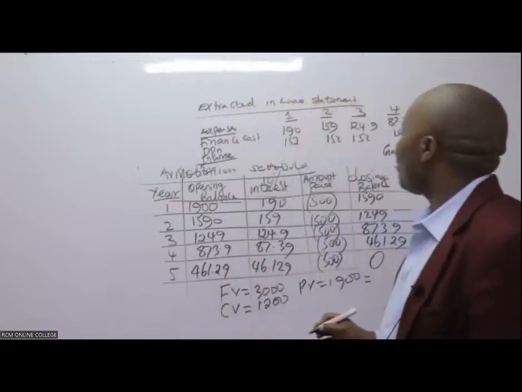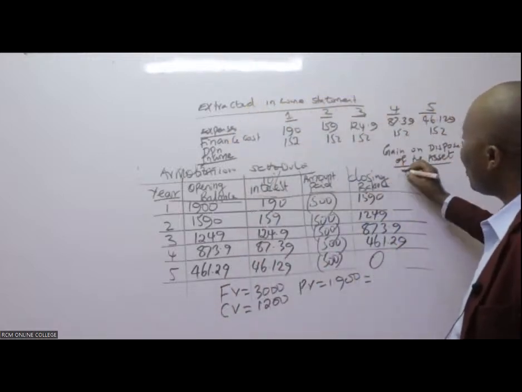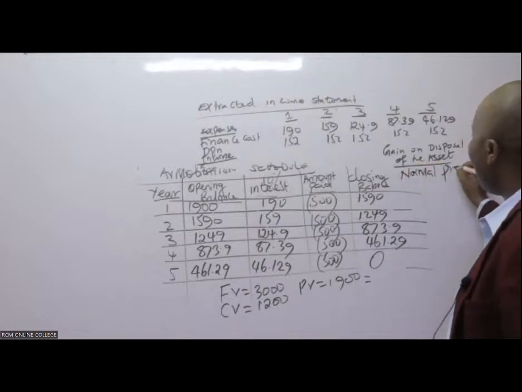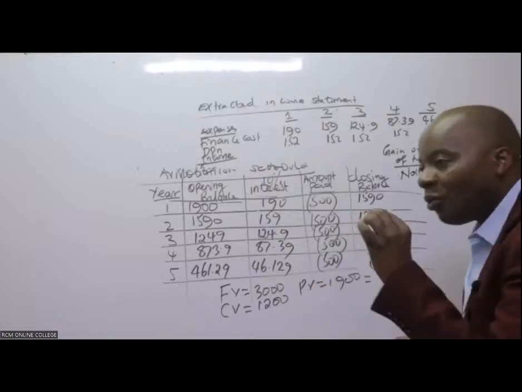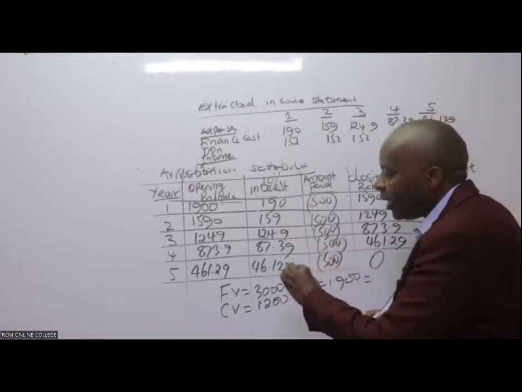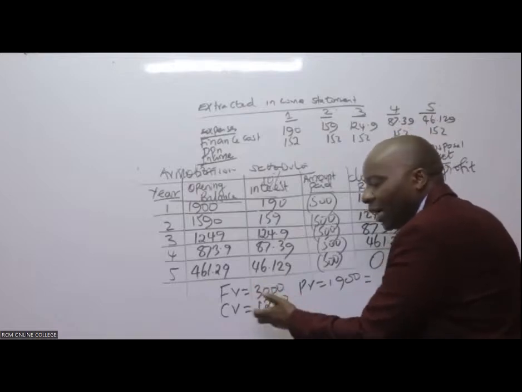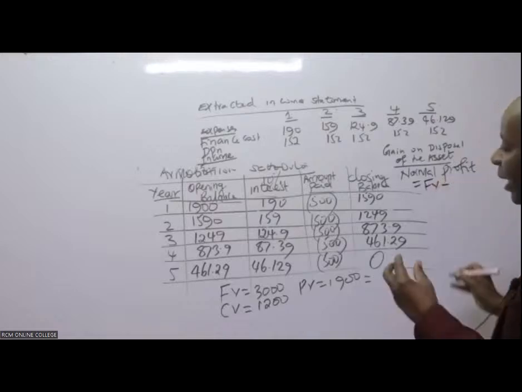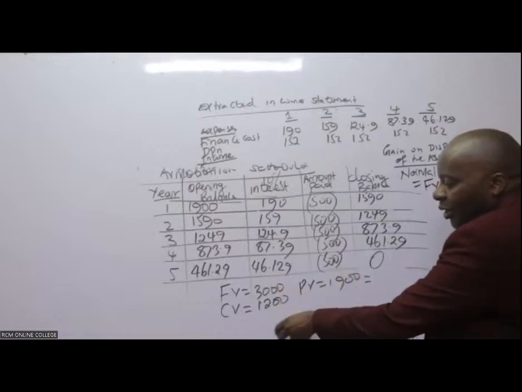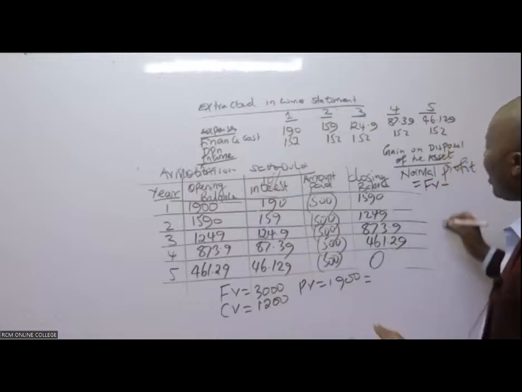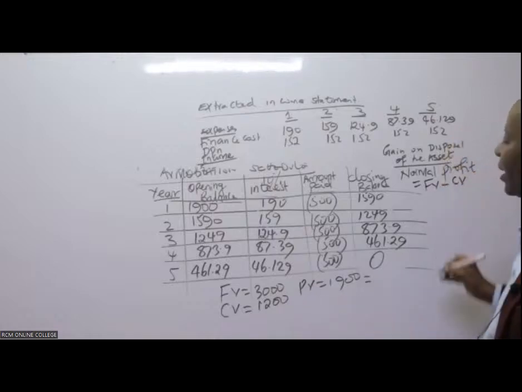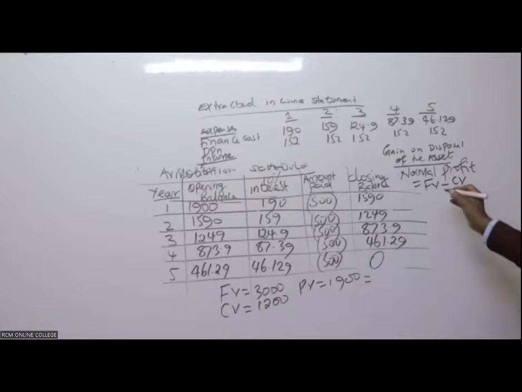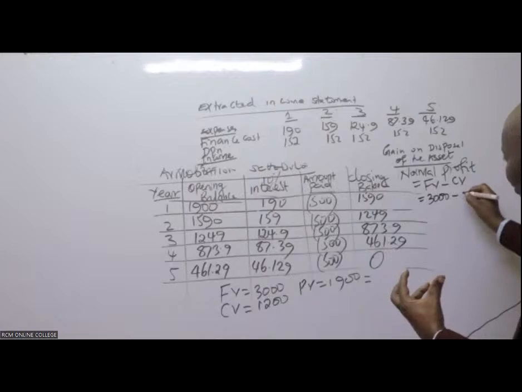So for this gain on disposal, first of all, if you're using the formula, you must give us the normal profit. How do we get the normal profit? Remember, this asset's fair value, market value, is being sold at 3,000. The normal profit, we normally take the fair value minus the book value. The book value is the same as the carrying value. So fair value here is 3,000. The carrying value or book value is 1,200.